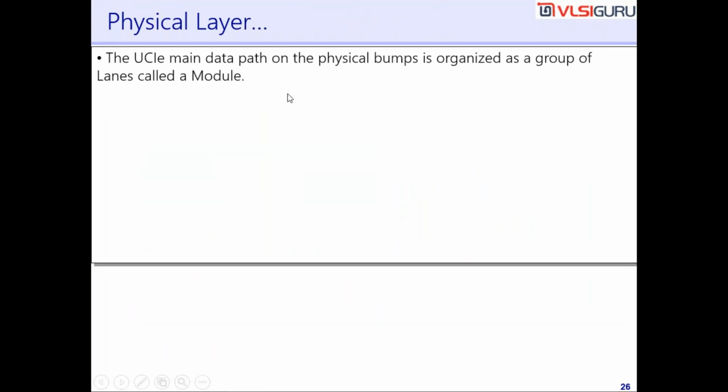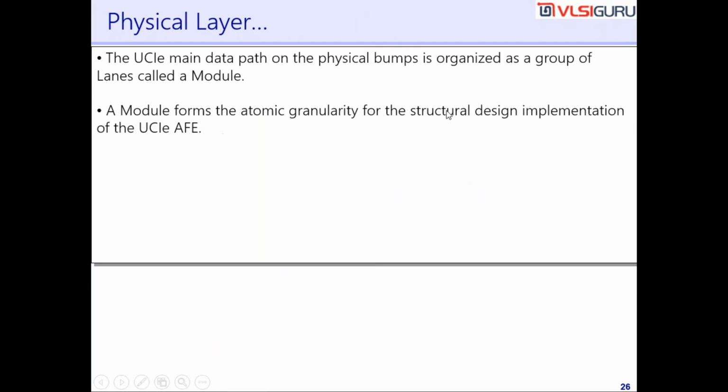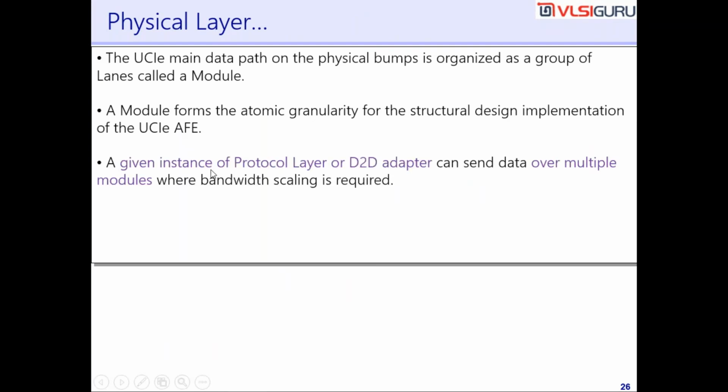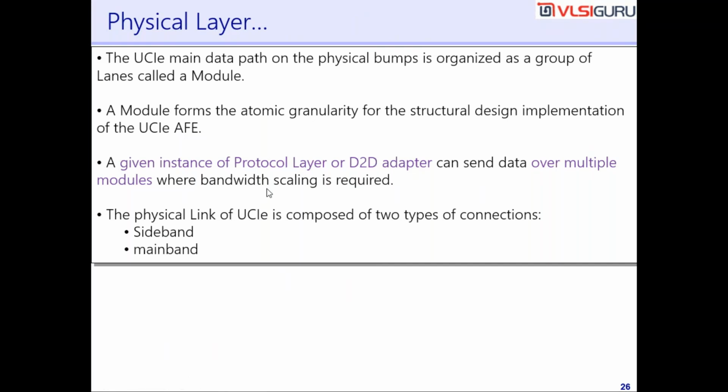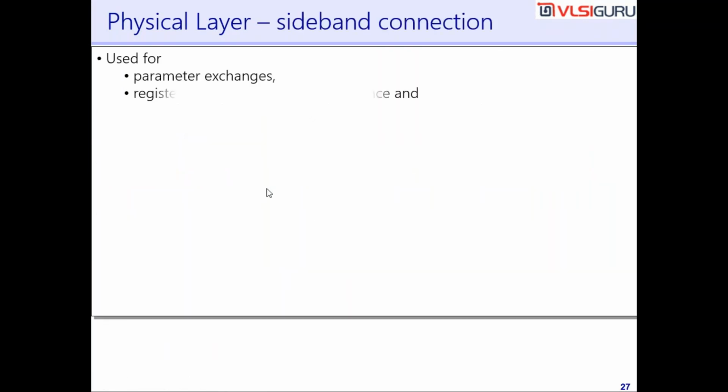The UCIe main data path on the physical bumps is organized as a group of lanes called a module. Whatever main data path is there, that is grouped as lanes called a module. A module forms atomic granularity for structural design implementation of UCIe AFE. You can have multiple modules being connected. A given instance of protocol layer or D2D adapter can send over multiple modules where bandwidth scaling is required. That means you can have multiple module connections.